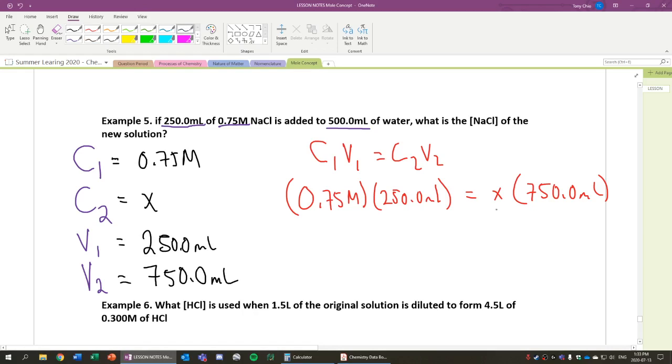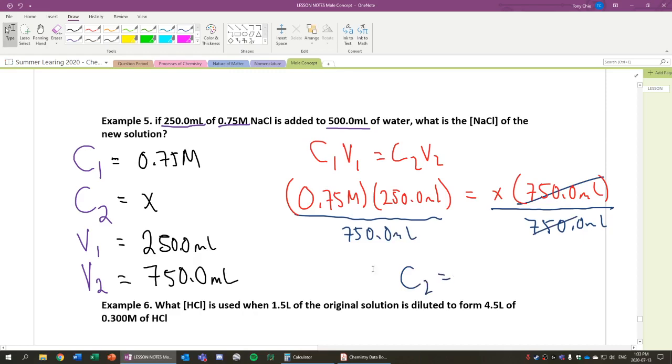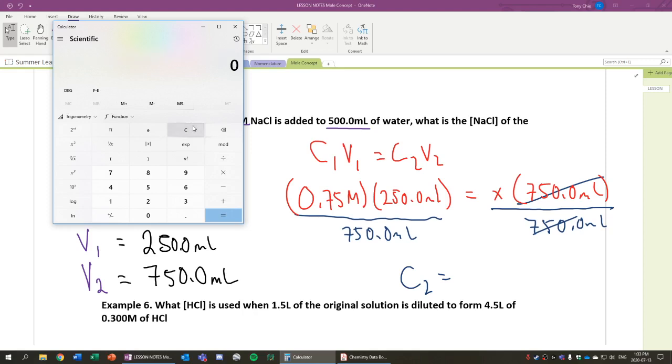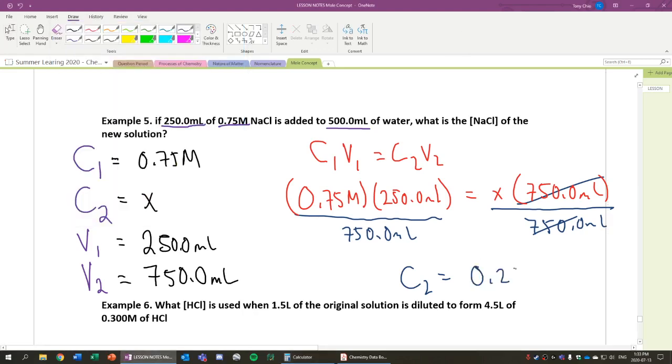So now our next step is to divide both sides by 750.0 milliliters. We're going to solve for X. C2 is equal to, in this case, 0.75 times 250 divided by 750. And we're going to get 0.25 molarity. That means our concentration afterwards is going to be 0.25 molarity, which makes sense.